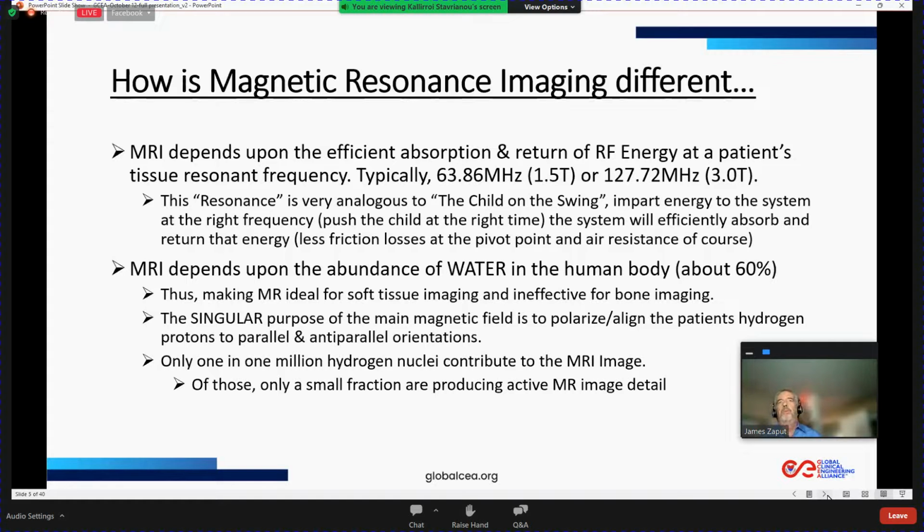The singular purpose of the main magnetic field is to polarize and align the patient's hydrogen protons to parallel and anti-parallel orientation. Only 1 in 1 million hydrogen nuclei contribute to the MR image, and of those, only a small fraction are actively producing MR image detail. Next, please.